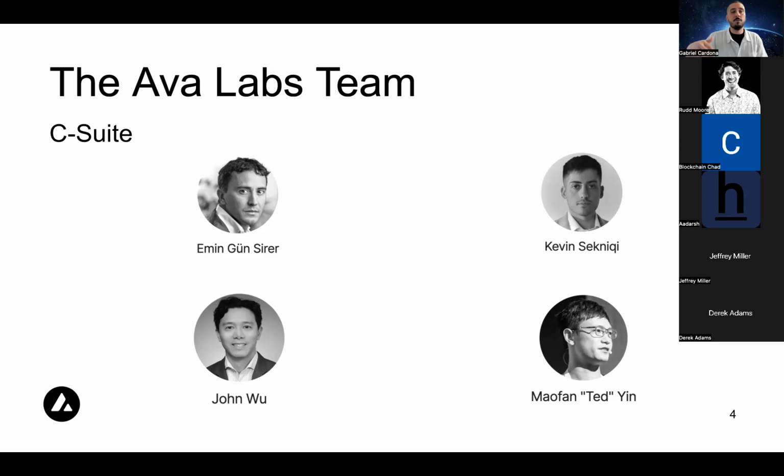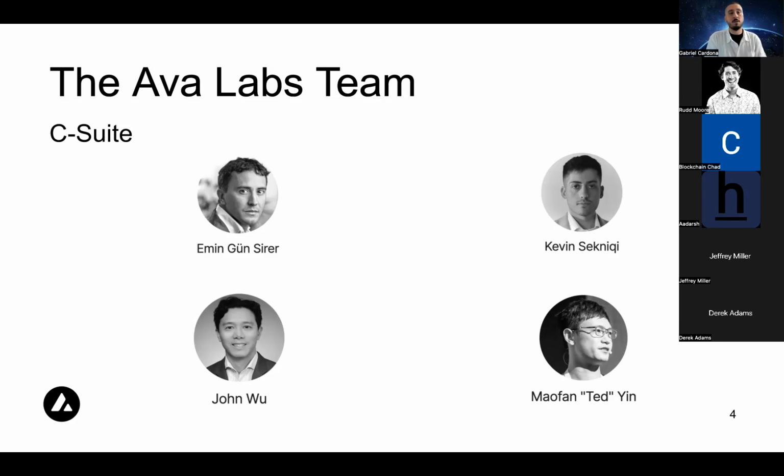Below Gün on the bottom left is our president, John Wu. John attended both Harvard and Cornell and was previously the co-founder at Sego and Sherway Capital. On the top right is our COO, Kevin Sekniqi. Kevin is a PhD from Cornell, and he was previously at Microsoft and NASA. He's also an absolute block star.